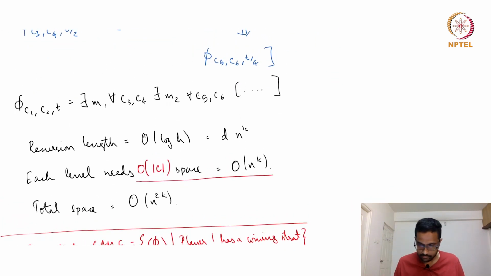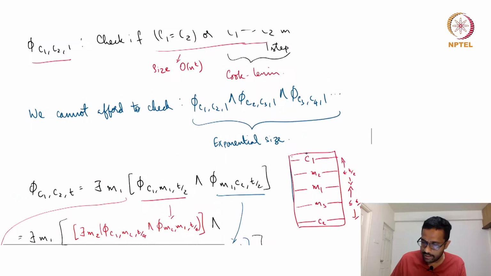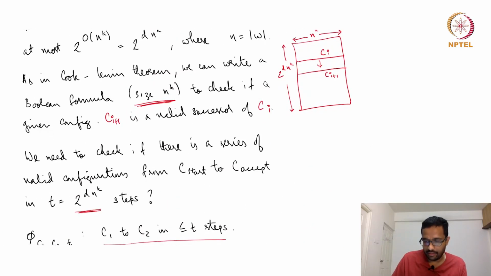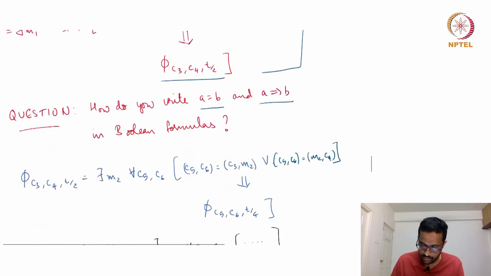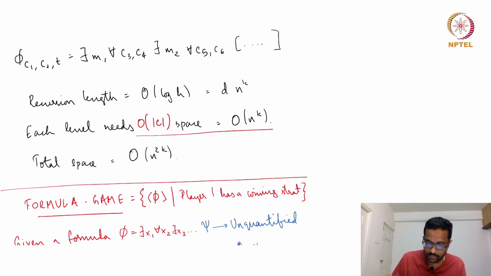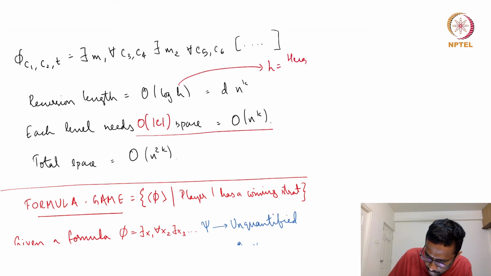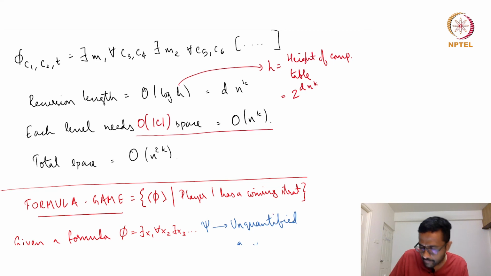So I am saying log h here, where h is the height of the computational table, which is 2 power d times n power k. So h is equal to the height of the computational table, which is equal to 2 power d times n power k. When you take the log of that, it is just d times n power k. So this is the number of levels, and at each level you require order n power k space.